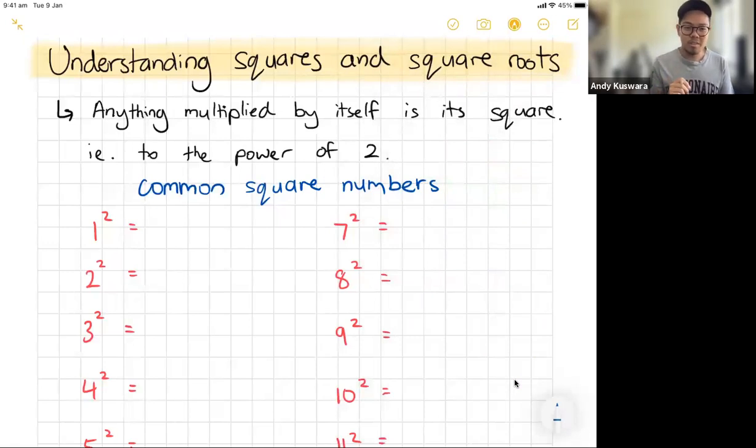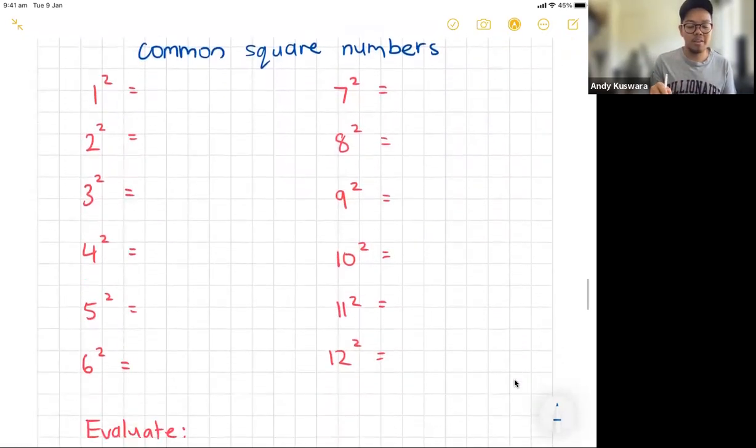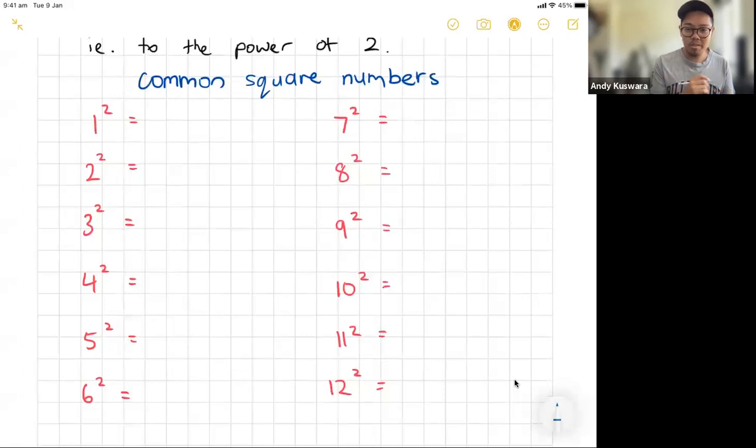So the first thing we need to know is that, remember, a number, anything multiplied by itself is its square. So we're talking about things to the power of 2. That's what a square number is. Now, there's a million square numbers out there, but I'm just going to pick the most common ones. I want you to almost be ingraining them into your mind. When you see these numbers, you should be thinking, square number, okay?